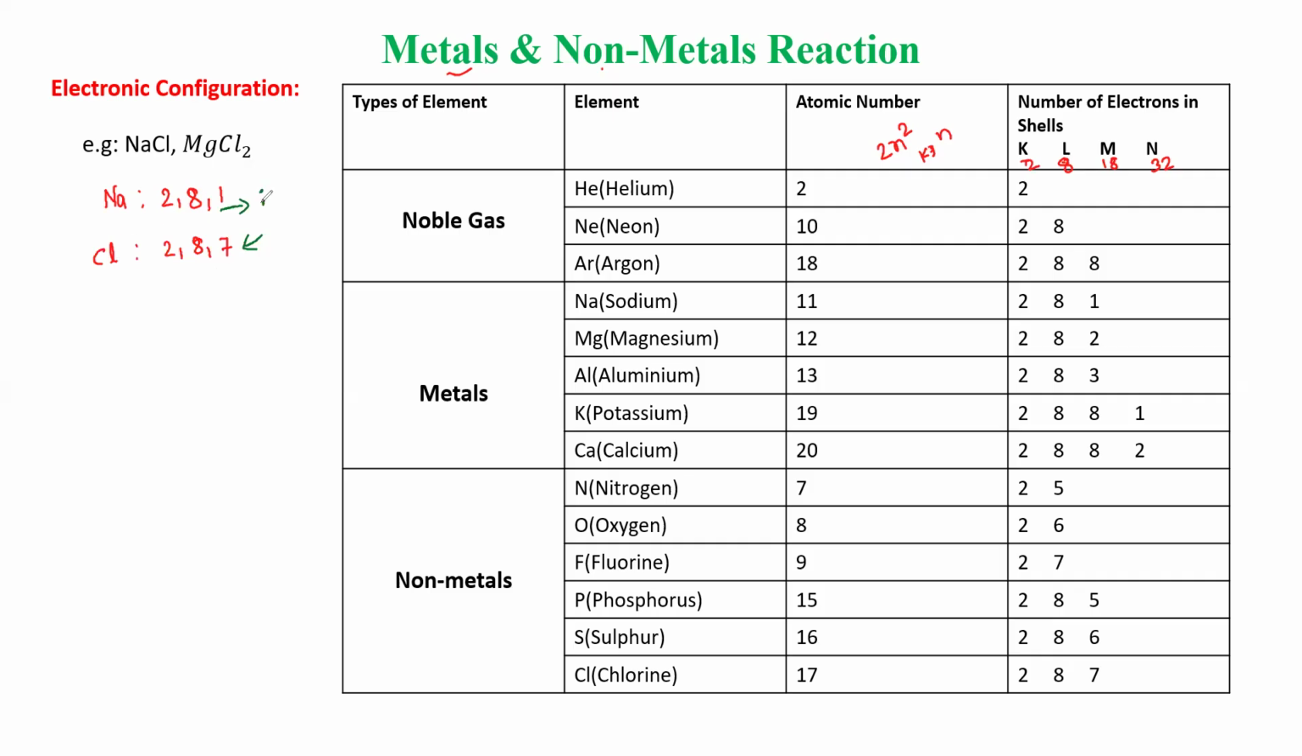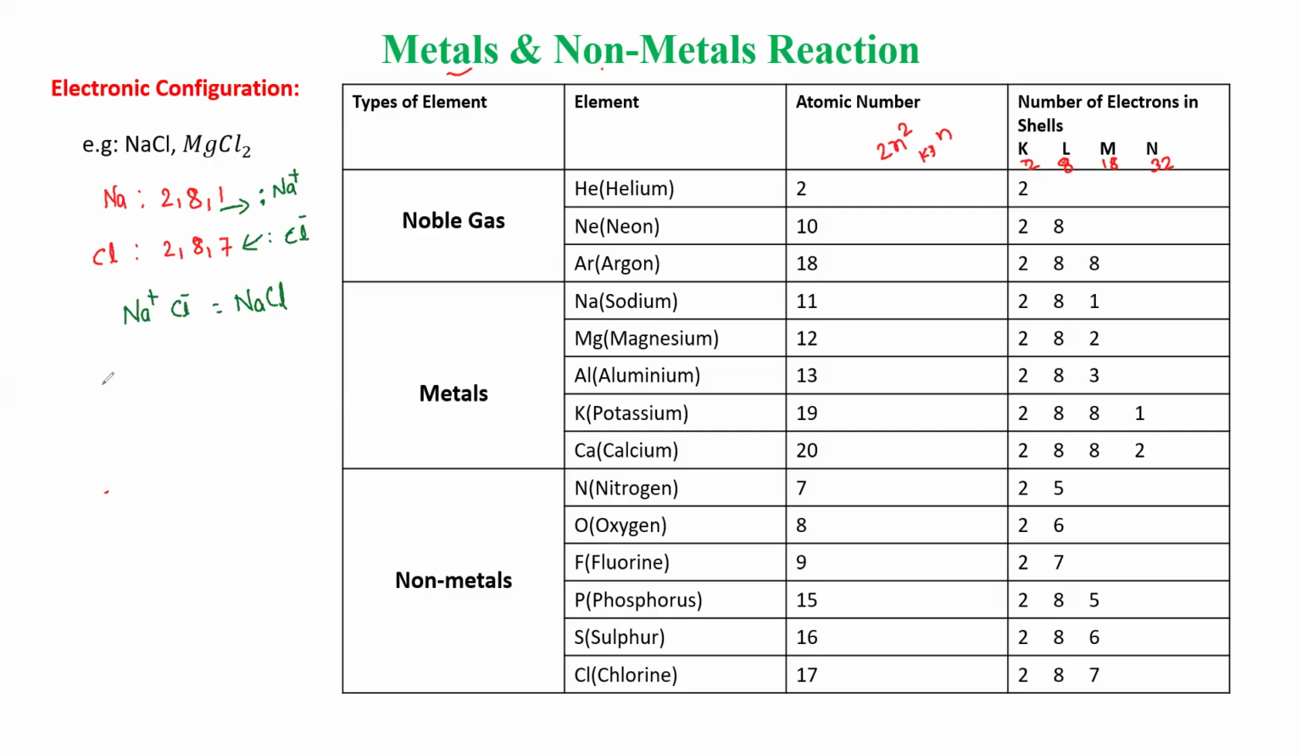Once sodium loses an electron, it will form Na+, that is the cation. And when chlorine gains one electron, it will form Cl−, that is the anion. So finally, this Na+ and Cl− are going to form the compound NaCl, that we use in daily life, that is the natural salt.